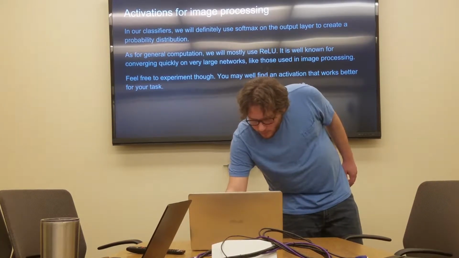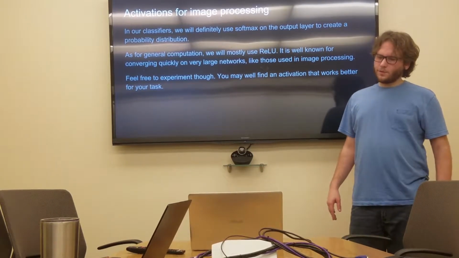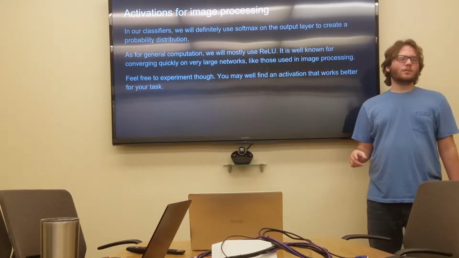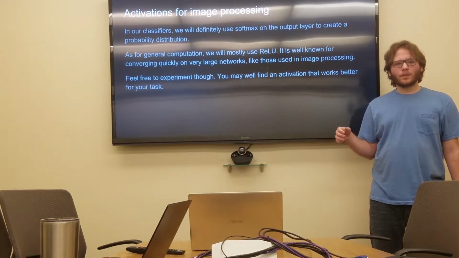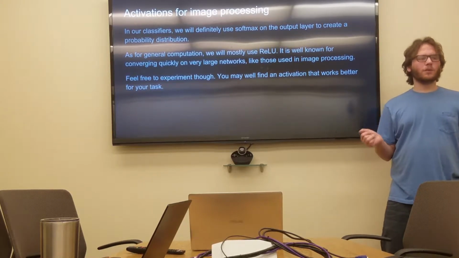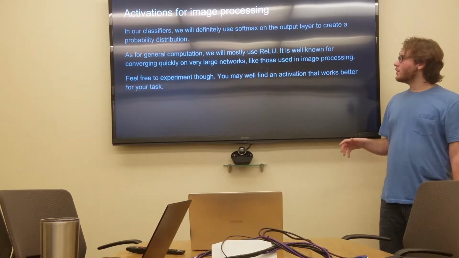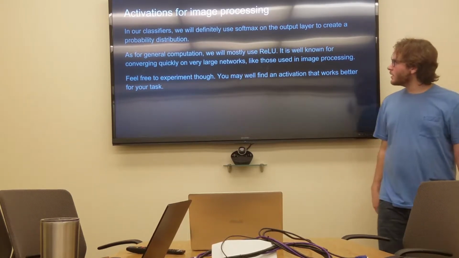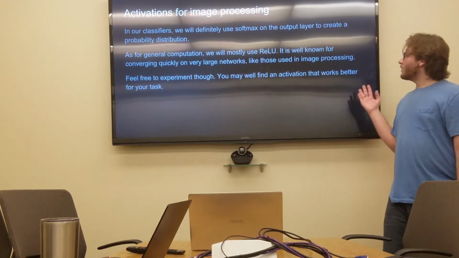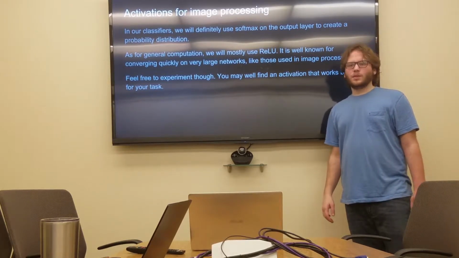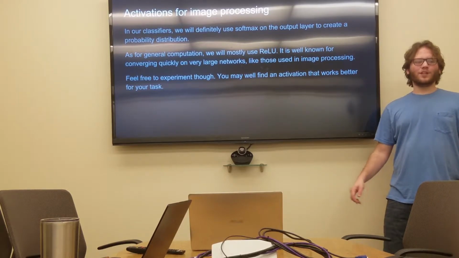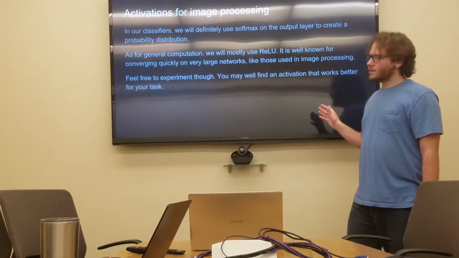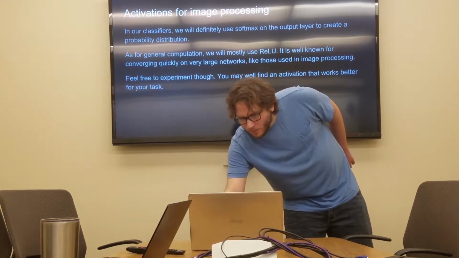For image processing, we definitely want to use softmax at the end, and usually we're going to use ReLU in the middle. I think most good image processing networks end up using some combination of just ReLU, and then if they want a probability distribution, throw softmax at the end. But yeah, experiment, definitely. You can mess with this and see. Maybe you'll find the breakthrough activation function, but this is the most common. ReLU is the most common one we're going to be using.